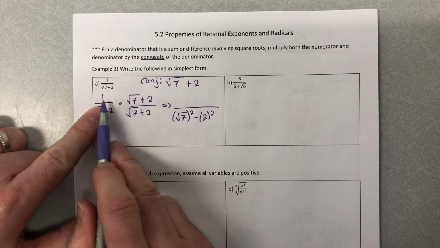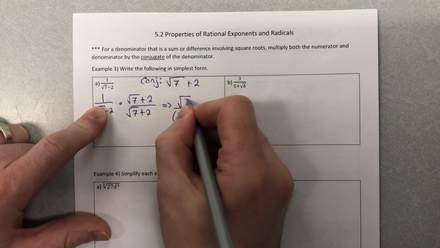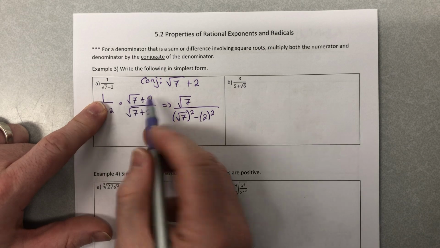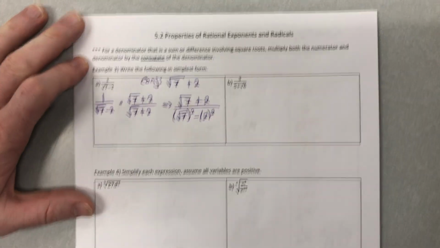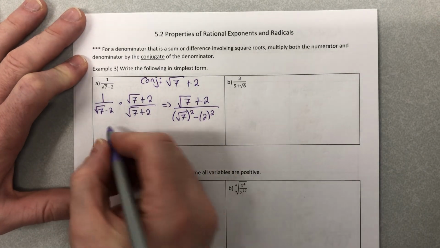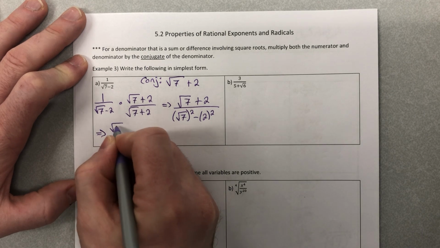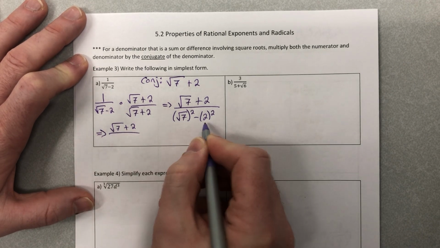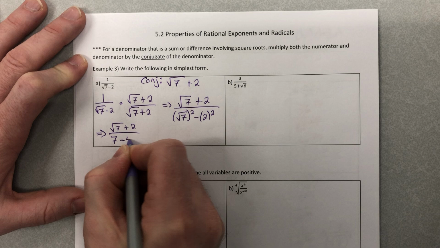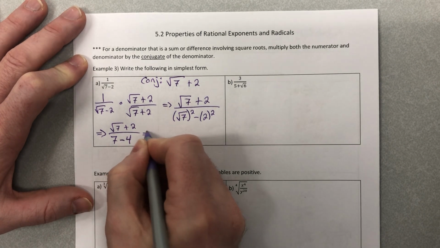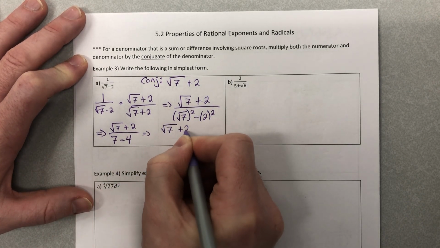And then we just distribute the numerator. 1 times the square root of 7 is the square root of 7. 1 times 2 is 2. Okay, we need to go through and square our denominators here. So this would be 7 minus 4. And then we're going to simplify.